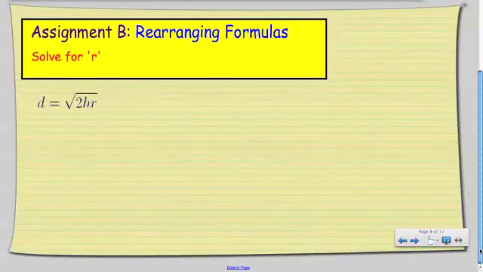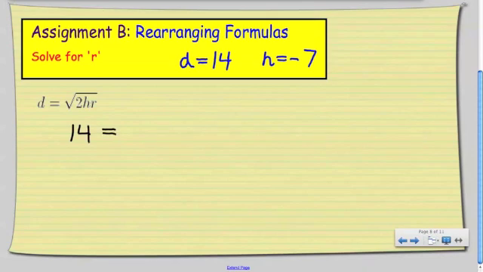D is equal to the square root of 2HR, where D is equal to 14, and H is equal to negative 7. So that means that 14 is equal to the square root of 2 times negative 7 times my term R.